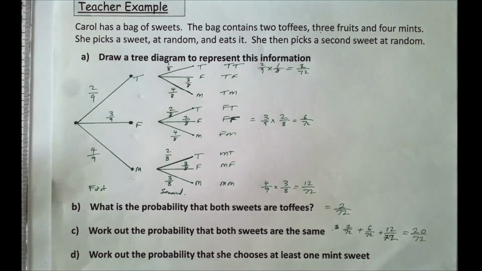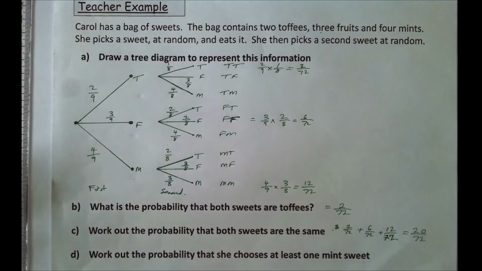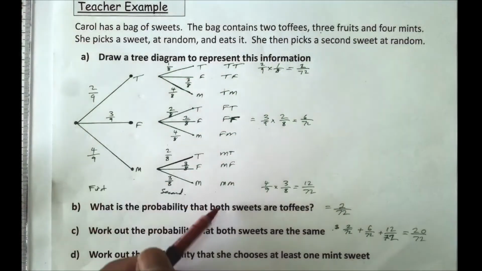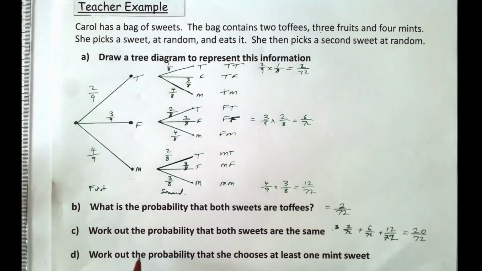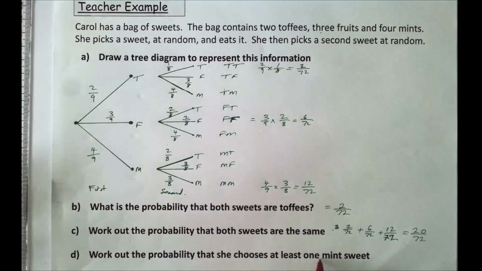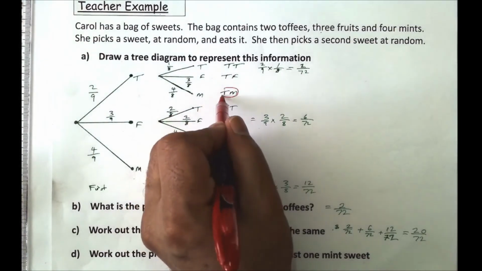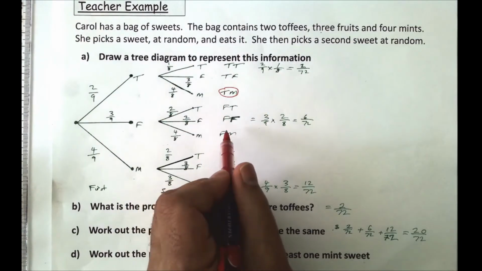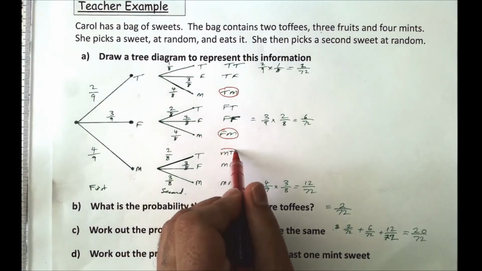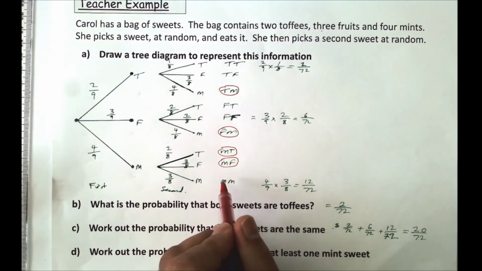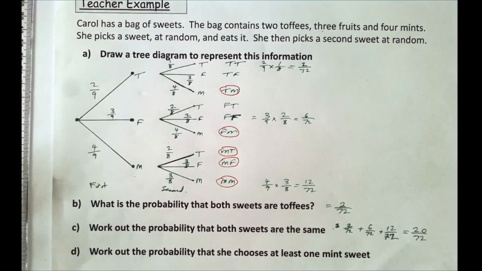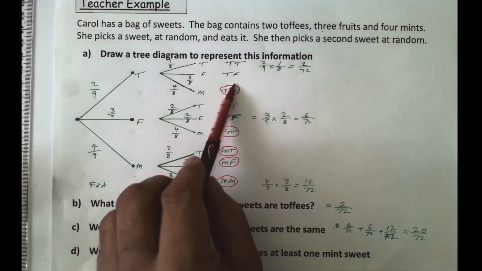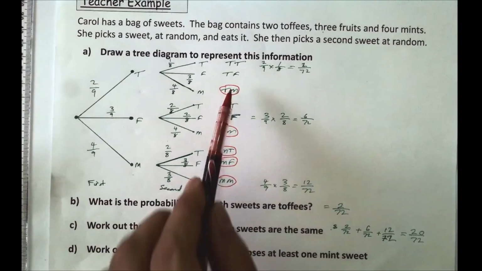Now for the last part, I can work out the probability that she chooses at least one mint sweet. So for this part, if I go down the options for the outcomes, I'm going to look at all the ones that have the mint, at least one of the mints. So here we've got toffee and mint, fruit and mint, and then here we've got mint and toffee, mint and fruit, mint and mint. So we need to work out 4 more. We've got this one already, so we need to work these 4 out.